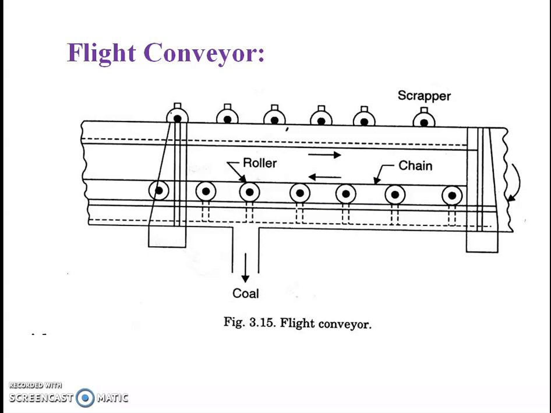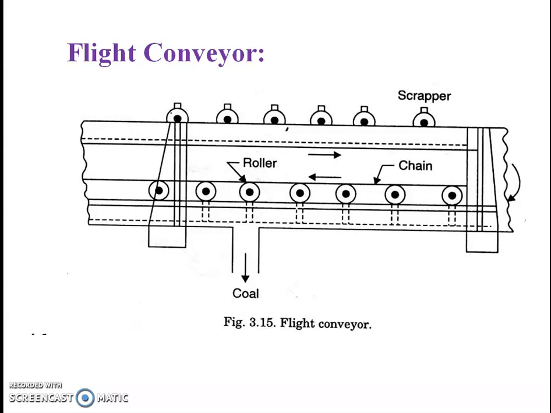And the disadvantages of the flight conveyors are shown below. There is more weight due to dragging action. Power consumption is more. Maintenance cost is also high because here we are using so many rollers and scrapers. Once a roller is damaged, it must be fixed again. For that, the maintenance cost is very high. Due to the abrasive nature of the material handled, the speed of the conveyor is low, that is 10 to 30 meters per minute.